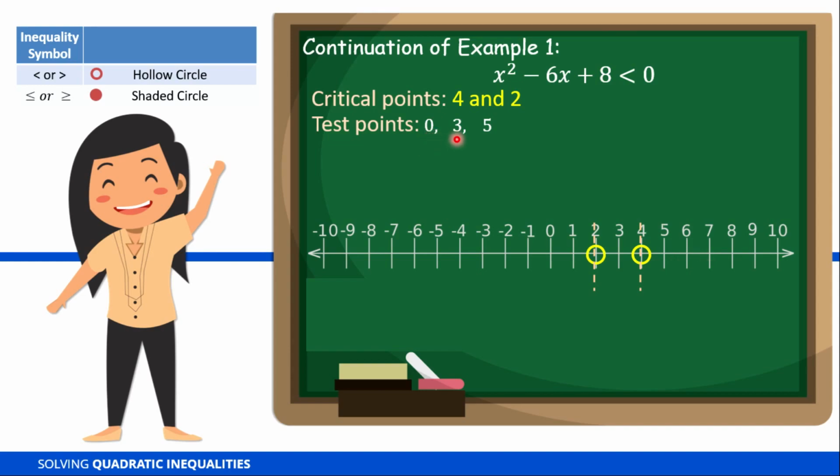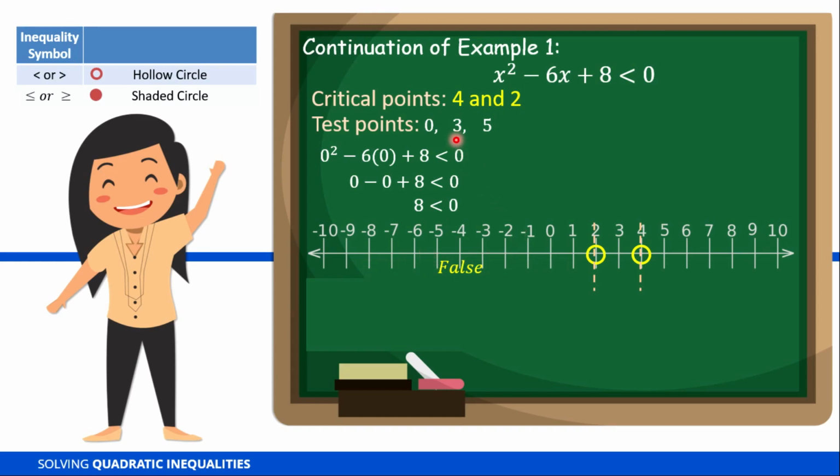So, kung alin man dito sa ating mga test points ang mag-result into true inequality, ibig sabihin, kasali sa solution set yung mga real numbers na nasa region na yon. Let's have 0. Palit muna natin dito sa variable na x. So, we have 0 squared, that's 0. And then 6 times 0, we have 0. Kopyahin natin yung minus sign. Plus 8 is less than 0. Okay, 8 na lamang ang naiwan dito sa left side. So, 8 is less than 0. And that is false. Okay, so false para dito sa ating unang region.